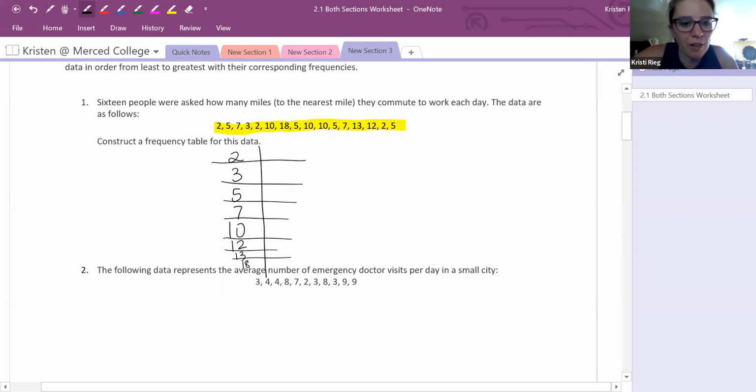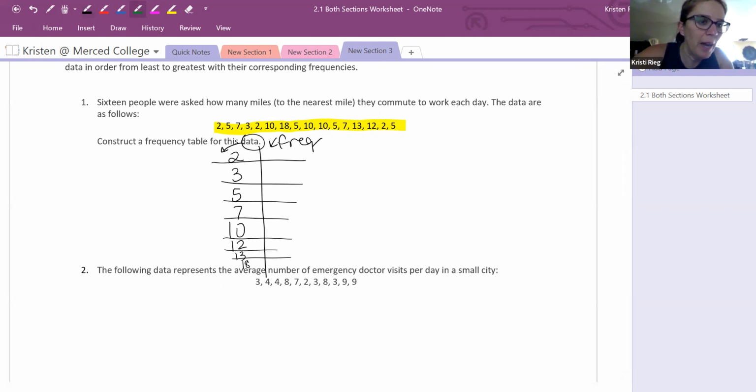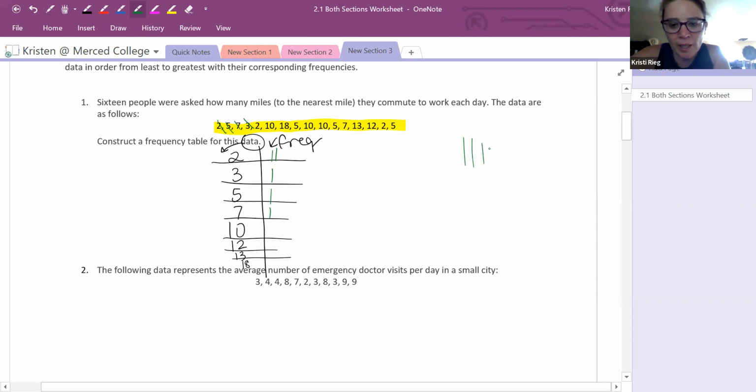And so the left column is just our data. Our data is in the left column, and then our frequency is going to be in the right column. So I'm just going to tally how many of these numbers I see. I'm going to start at the beginning. I have a 2, put a tally. I have a 5, 7. I'm going to cross these off as I go through. 3, I have another 2. Remember, you know what I'm talking about when I say tally, right? You mark them like this, and when you get to 5, you cross them over like that.